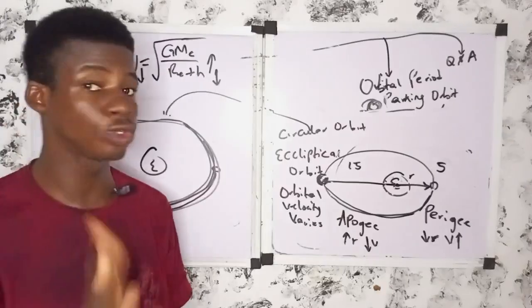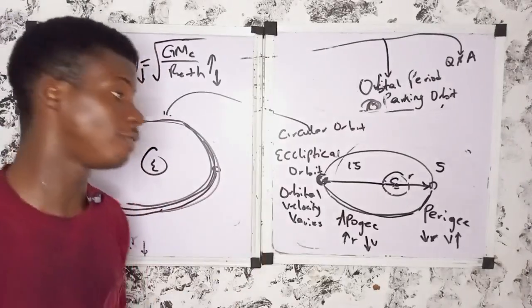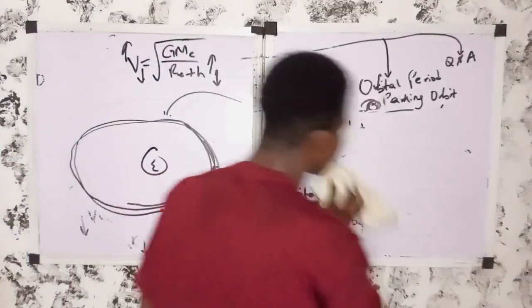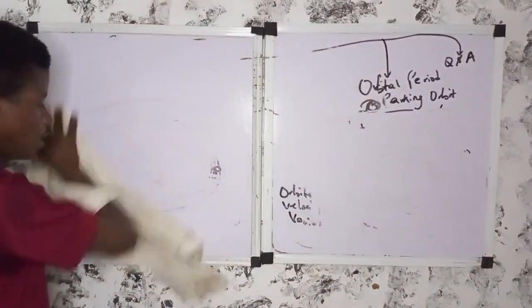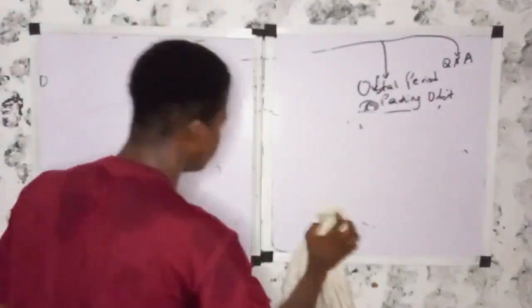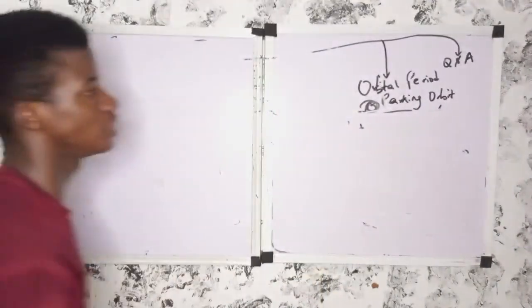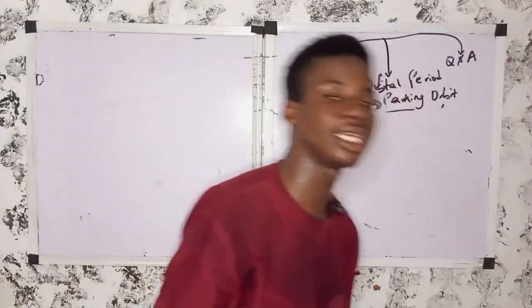You know the formula, I've shown you guys the formula for orbital velocity, right? Yes, now let's move to the last two parts. Please take note of all the formulas I'll be giving you guys. Last part, which is orbital period and parking orbit.